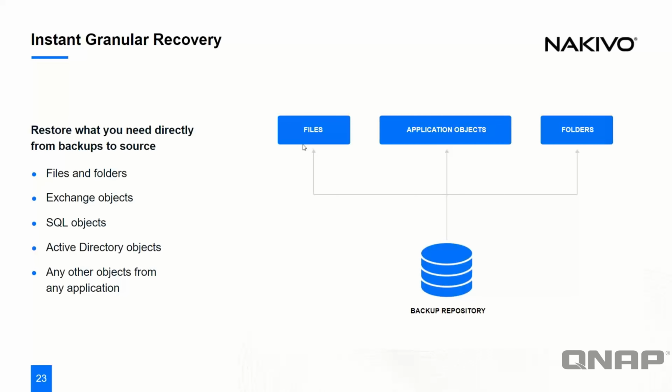Let's talk about the granular recovery. So besides the full VM recovery and Flash VM Boot, Nakivo can recover files and folders, objects of Exchange, SQL, and Active Directory back to the source or to another server. And we have universal object recovery. This feature works like Flash VM Boot, but the disks will be mounted, connected to the existing machine as additional partitions. So you can go inside these disks and recover whatever you want from the inside.